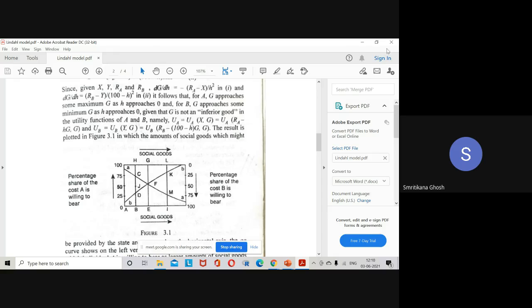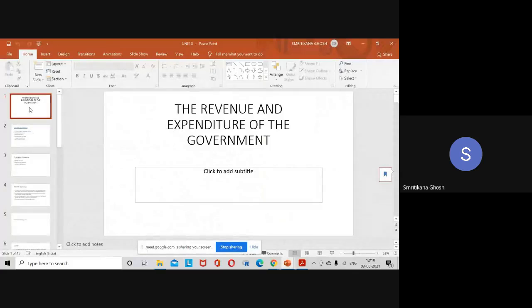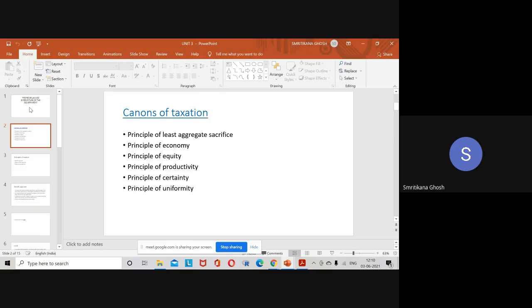Okay. So this is unit 2. Now I am going to unit 3. Unit 3 is related to the revenue and expenditure of the government. That is the hardcore public finance. So actually public finance is this, and here we are discussing public finance in this way.